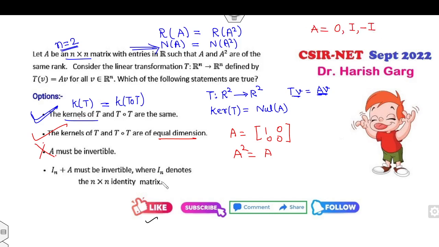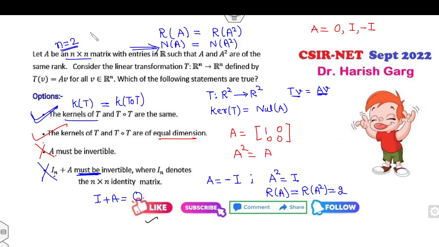Like I plus A. If I consider A equal to minus of I, then A square will be I. Clearly the rank of A and the rank of A square are the same, both are 2. But what is I plus A? I plus A is 0, so it is not invertible. That's the wrong option. So A and B are the right answers of this problem.